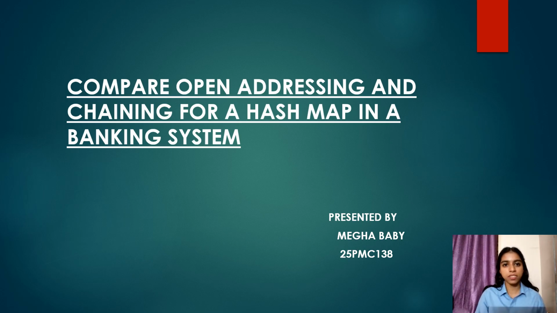Today I am going to present the topic: comparison of open addressing and chaining for a hash map in a banking system. In modern banking systems, huge amounts of customer data are handled every second. To store and retrieve this data efficiently, banks widely use hash maps. However, while using hash maps, a major problem called hash collision occurs.